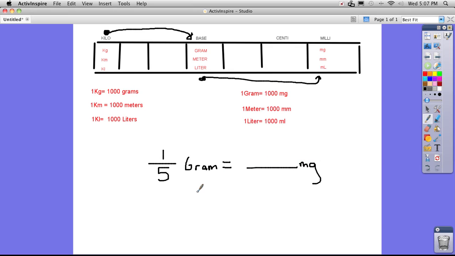Okay, so let's try 200. If I count by 200s and I count 5 groups of 200, I should equal 1,000. Let's try it, okay? 200, 400, 600, 800, 1,000. Bam! Right on the money. So 1/5 of a gram would equal exactly 200 milligrams, okay? And another really easy example of that is the fraction of half.